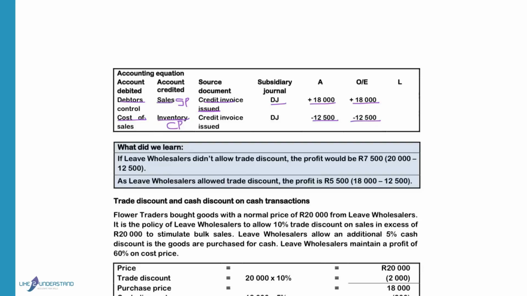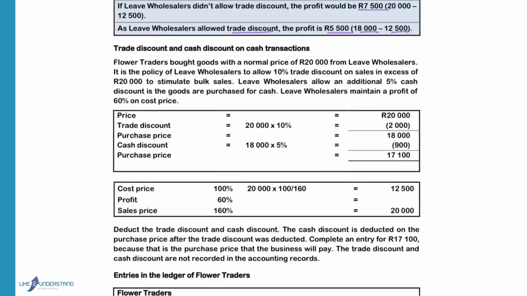If Leaf Wholesalers didn't allow trade discount, the net profit would be 7,500. The difference between the normal sales price of 20,000 and the cost price of 12,500. Because they allow trade discount, the profit reduced to 5,500 because now the sales price is 18,000 minus the cost price of 12,500.